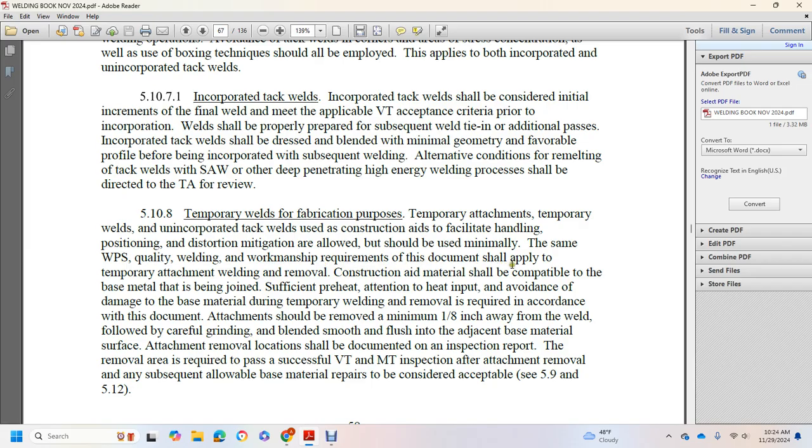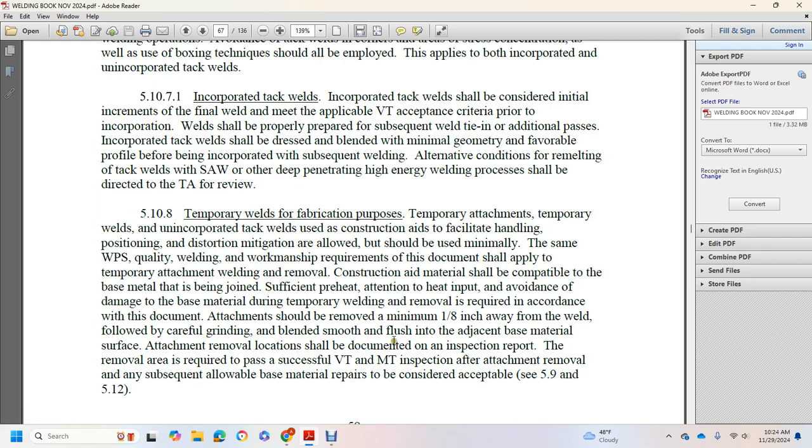Removal of the construction material: it should be compatible with the base metal and joint being joined. Sufficient preheat and attention to heat input should avoid damage to the base material. During temporary welding, remove in accordance with the document. Attachments should be removed with a minimum of 1/8 of an inch away from the weld, followed by careful grinding, blending, smoothing, and flushing to the adjacent base material surface.